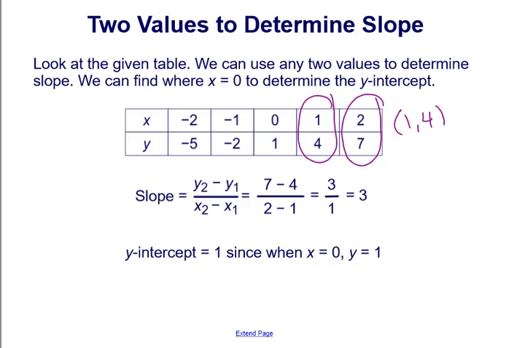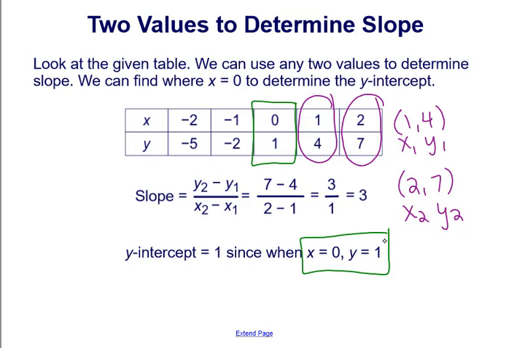So 1, 4 would be the values of x1 and y1, and 2, 7 would be the values of x2 and y2. So y2 minus y1 is 7 minus 4, which is 3. And x2 minus x1 is 2 minus 1, which is 1. So 3 over 1 gives us a slope of 3. And where x equals 0, we see that right here, that's going to give us the y-intercept. So if when x equals 0, we have 1 in the y row, then the y-intercept would be equal to 1, since when x equals 0, y equals 1.